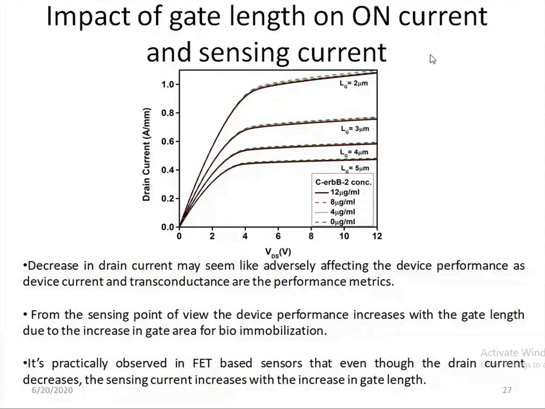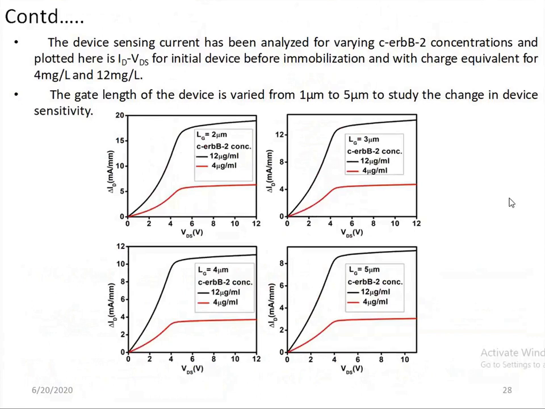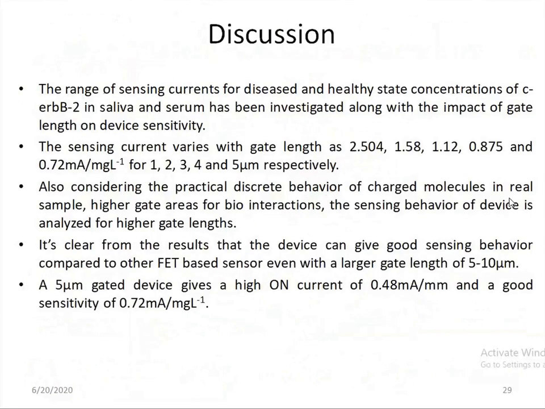So I studied the impact of gate length on current and the sensing current, and it was found that when the device gate length is increased, the sensitivity decreases. This is because transconductance decreases as the channel length increases. However, even with a 5 nanometer gate or 5 micrometer gate, we were attaining good sensitivities of about 0.72 milliamperes.